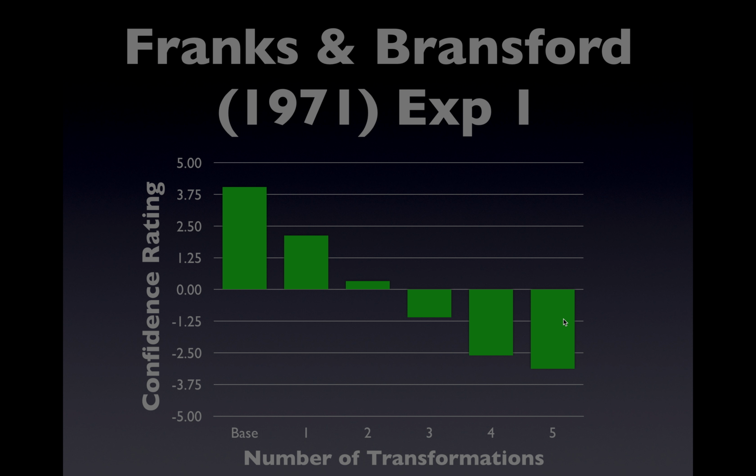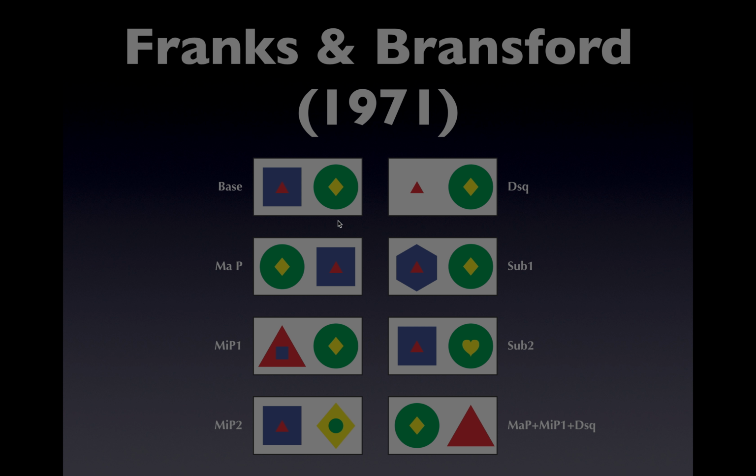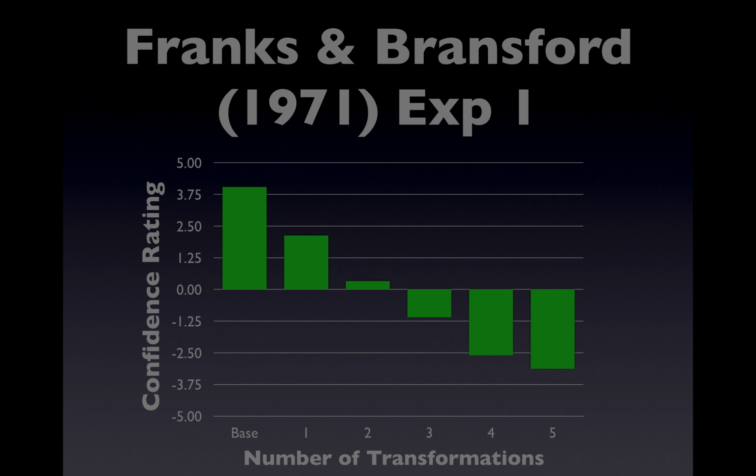So what's so cool about this data? What's so cool is during the learning phase, they never included the base configuration in that deck of cards. In other words, during the learning phase, all you saw were the delete square, major permutation, and all these other cards. The participants never saw the base configuration. But when it came time to recognize those, they were most confident that they had seen the base configuration, even though they never had. So this is super cool.